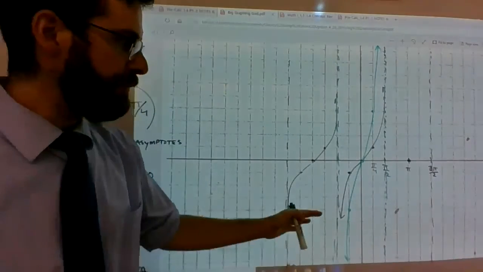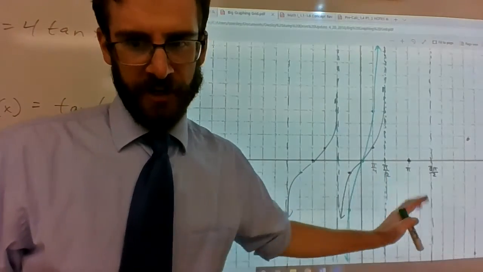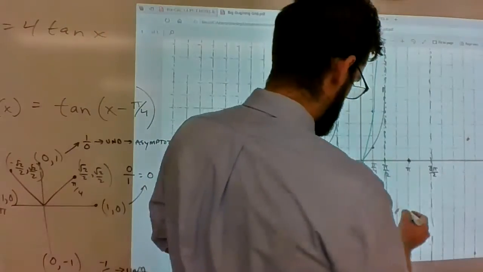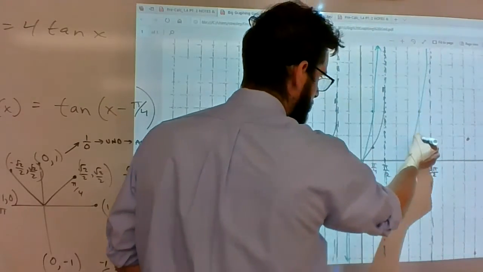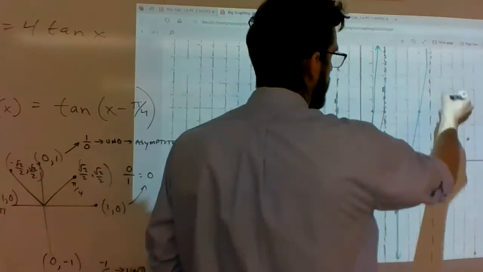Okay, so I would plot some more points and flesh out the curve in another spot. I can do that. And there you go.